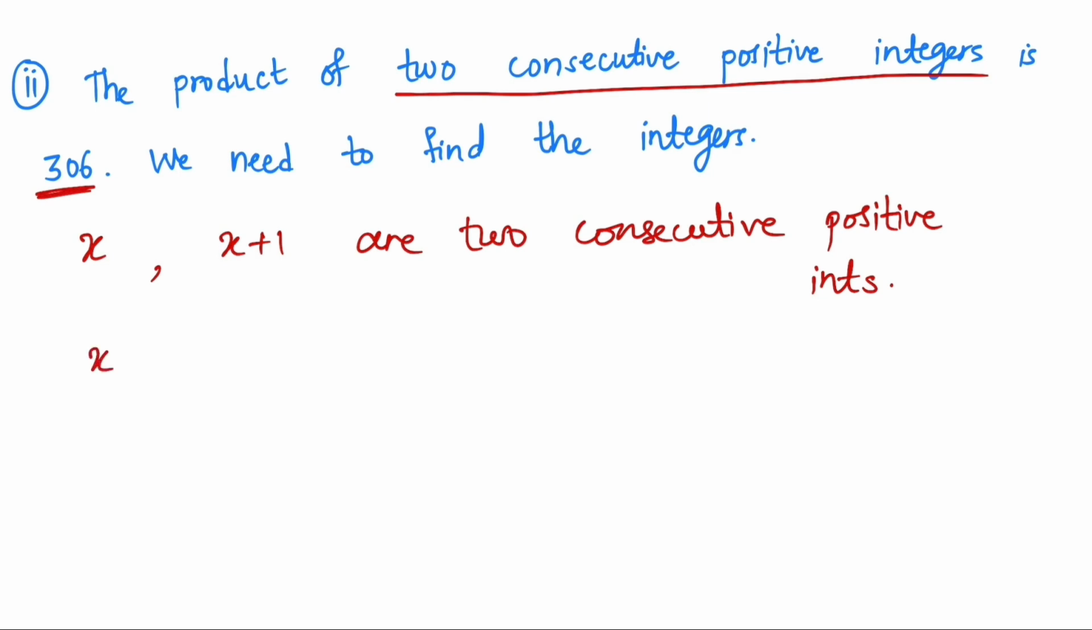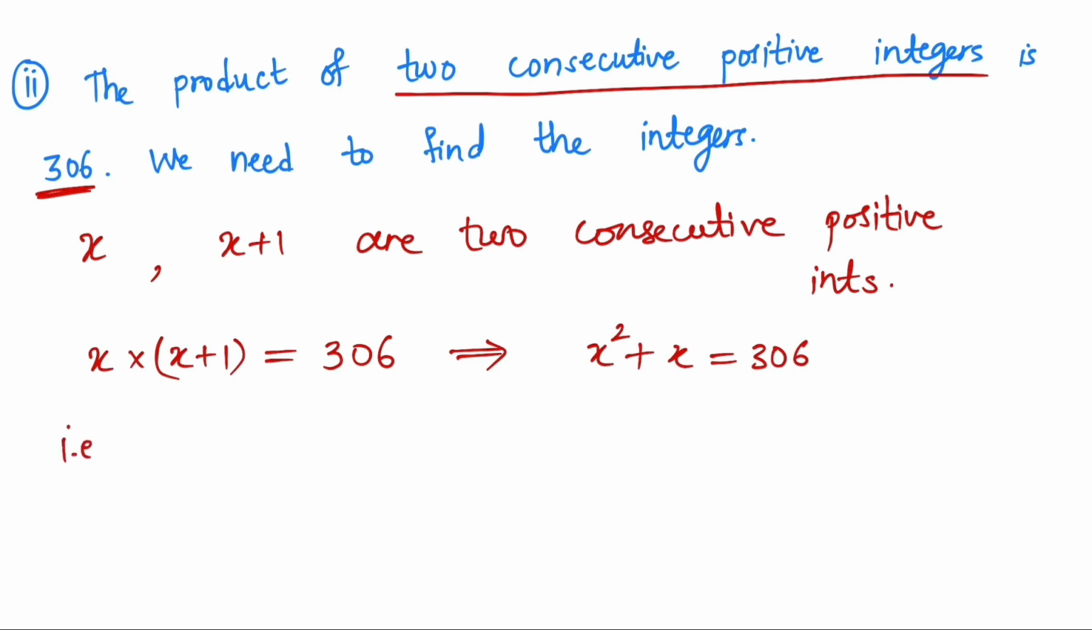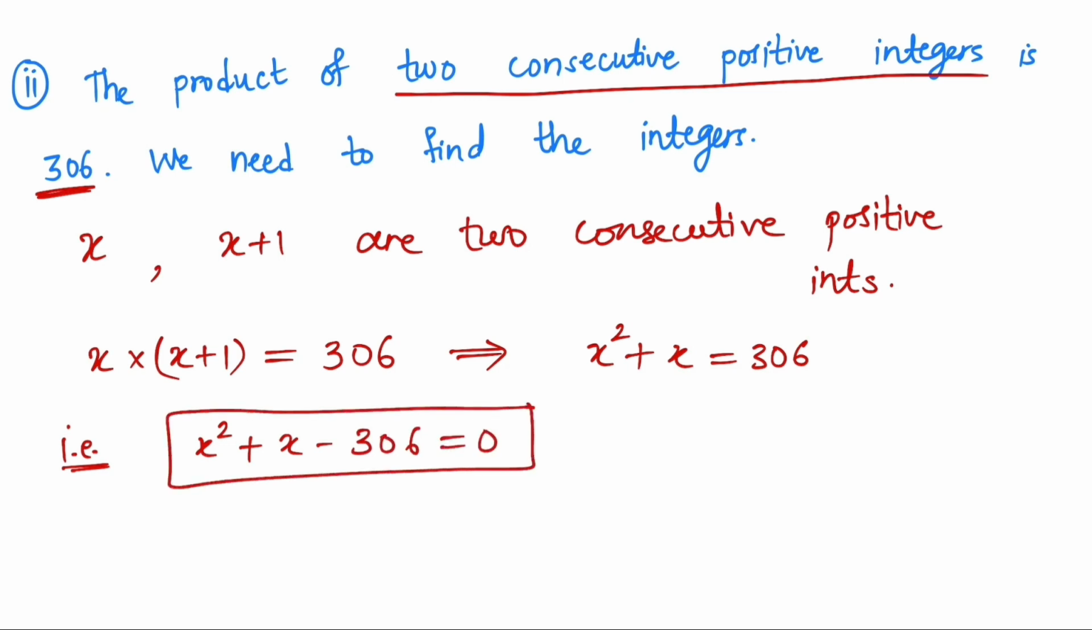So just take the product of these two. So we have x into x plus 1 is 306, right. So this gives us x square plus x is equal to 306. That means this is just x square plus x minus 306 is equal to 0. So this is the quadratic equation for this problem.